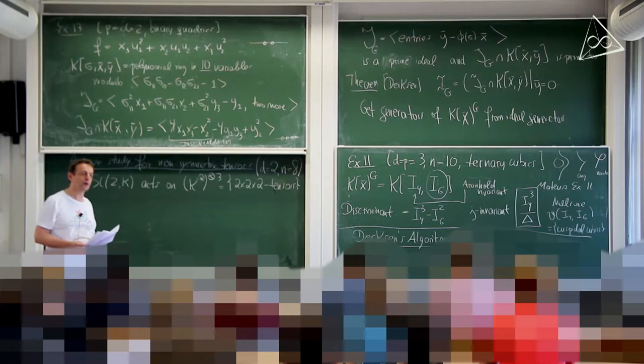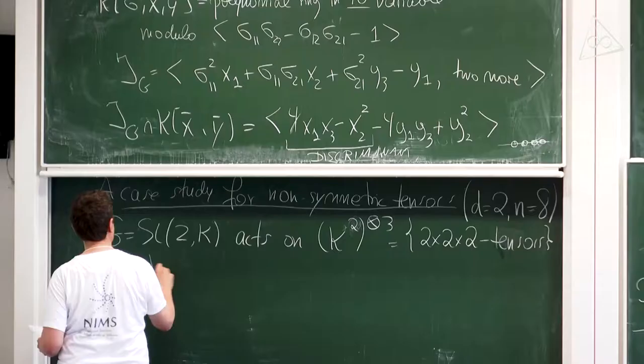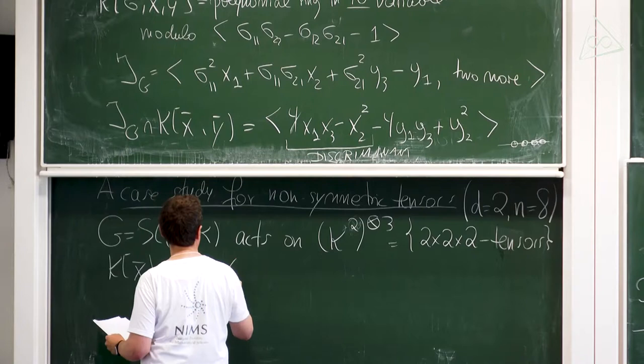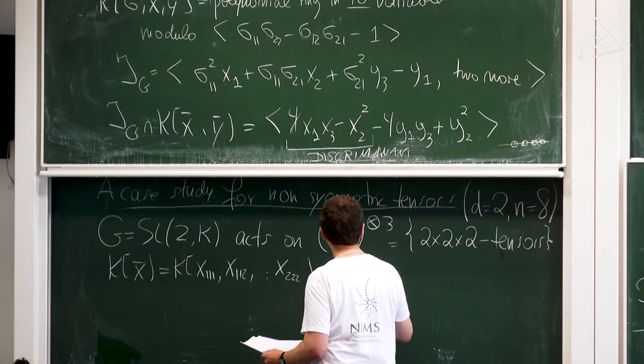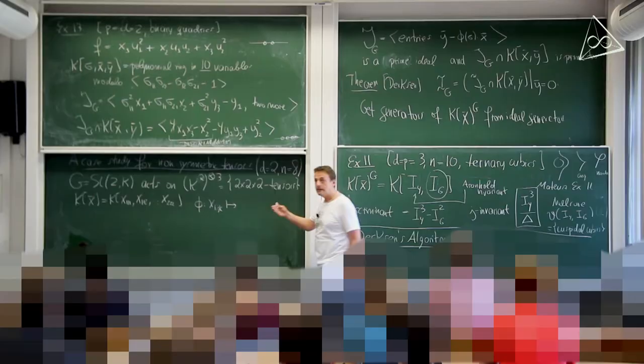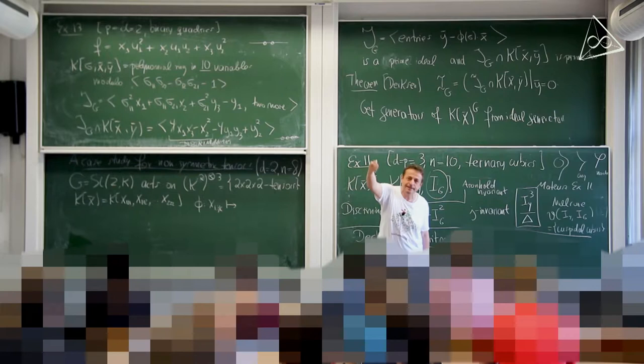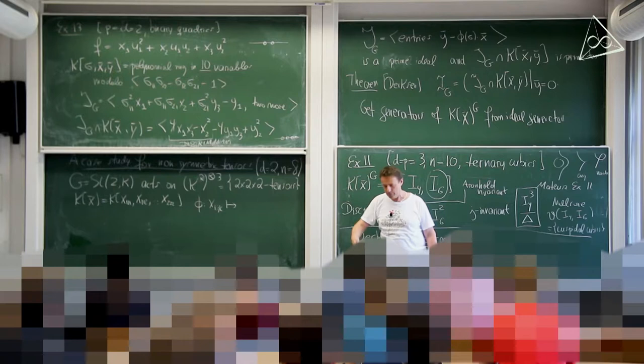So the polynomial ring has 8 variables. So we write them out. So x111, x112, blah, blah, blah, up to x222. The representation, I'm going to do it one more time for you. So you have a small 2 by 2 matrix, and you represent it by a big 8 by 8 matrix, the entries of which are cubics in the small matrix.